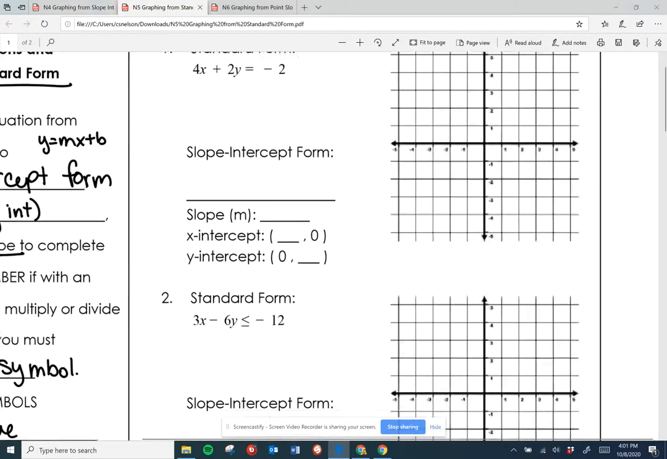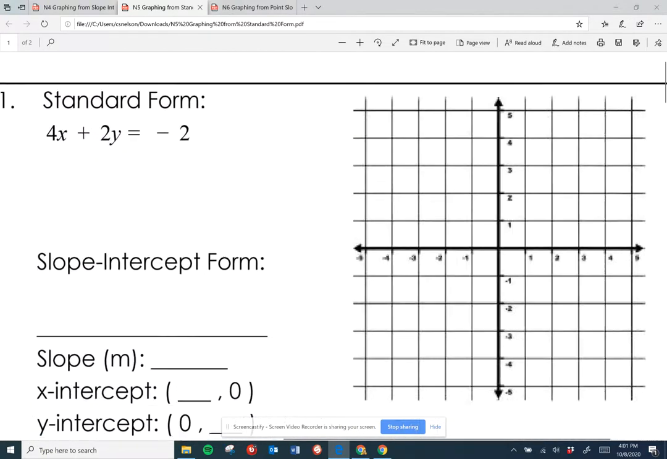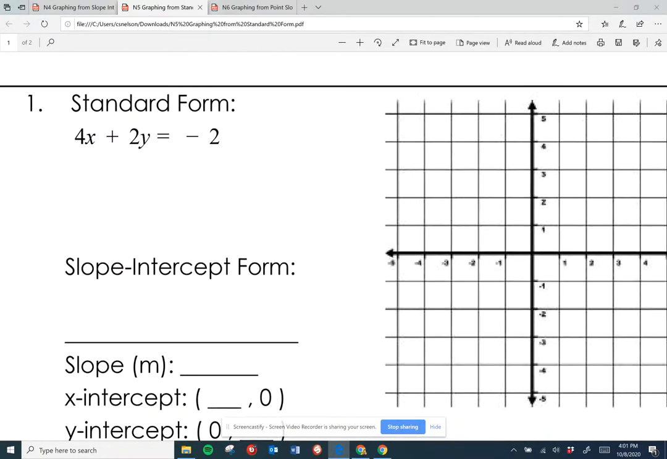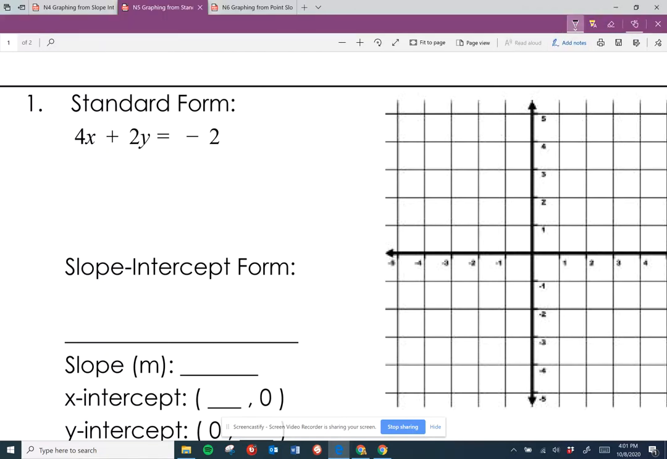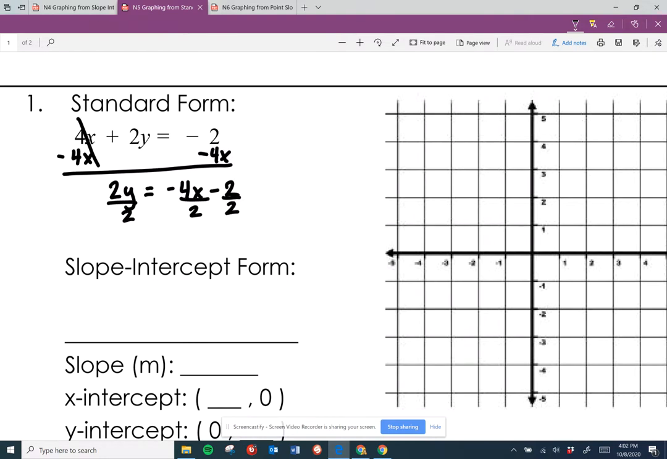The first one, we see this standard form equation, 4x plus 2y equals -2. So I'm going to have to convert that into slope-intercept. I need to subtract 4x from both sides. I end up with 2y equals -4x minus 2. I'm going to divide everything by 2, and I end up with my answer, y equals -2x minus 1.